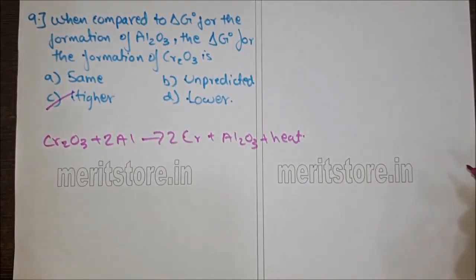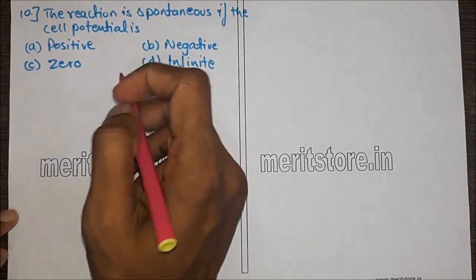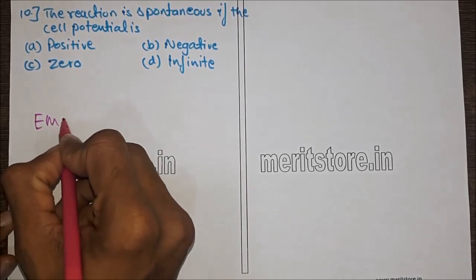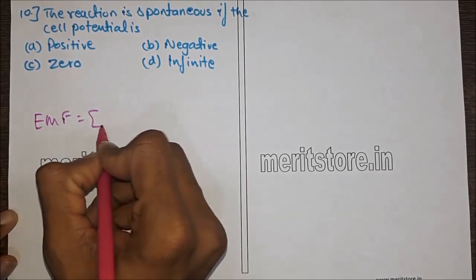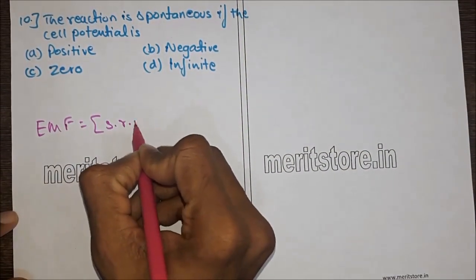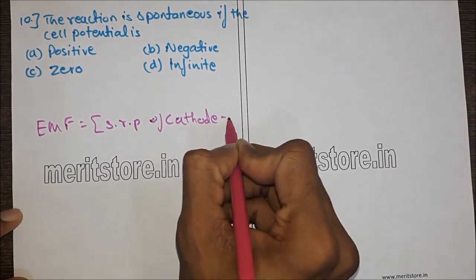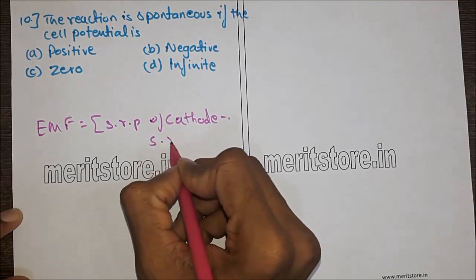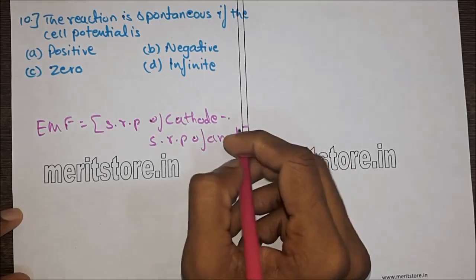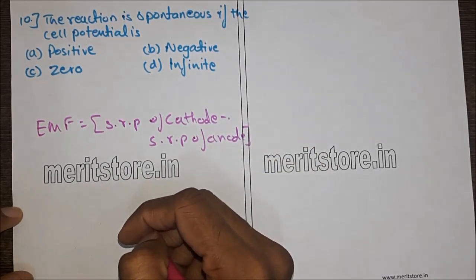Question 10. The reaction is spontaneous if the cell potential is, we're given 4 options over here. So EMF is equal to standard reduction potential of cathode minus standard reduction potential of anode. So if EMF is positive, then the reaction is spontaneous.